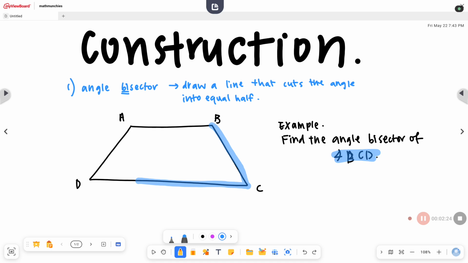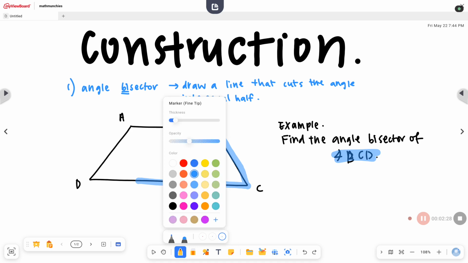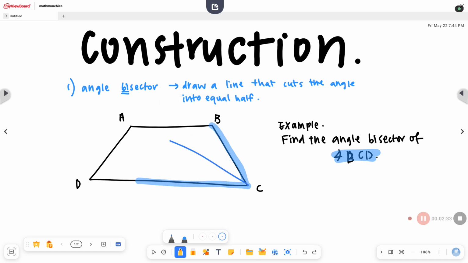So if I want to find the angle bisector, it means that the line I need to draw must be somewhere around here, like that. Got it so far? Now, a lot of students make this mistake. They draw the line too short. You must make sure that your line is drawn until it cuts the whole figure.